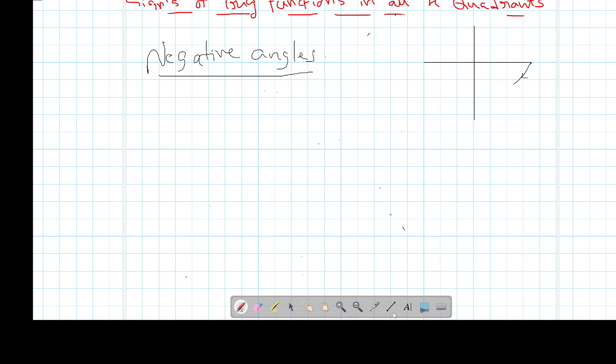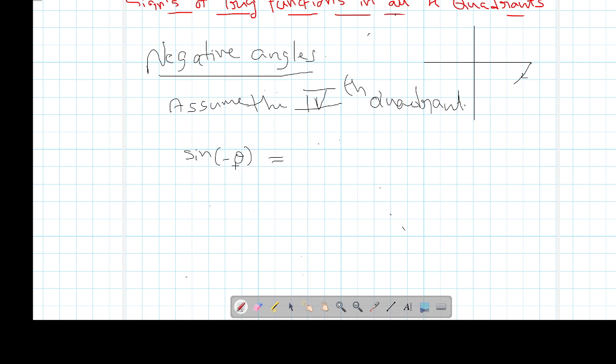So for negative angles, what you have to assume is the fourth quadrant. Whatever signs you get for the fourth quadrant, the same signs apply for the negative angles. Like sine of minus theta. You have to think this is in the fourth quadrant.